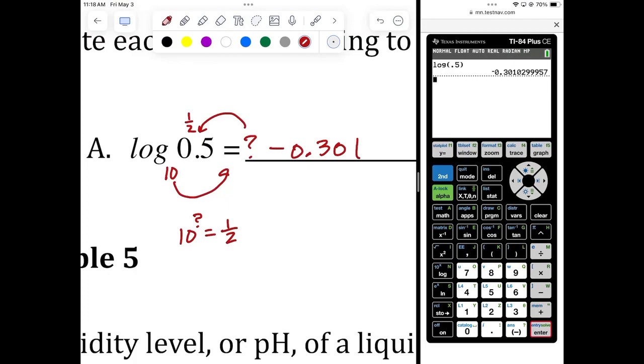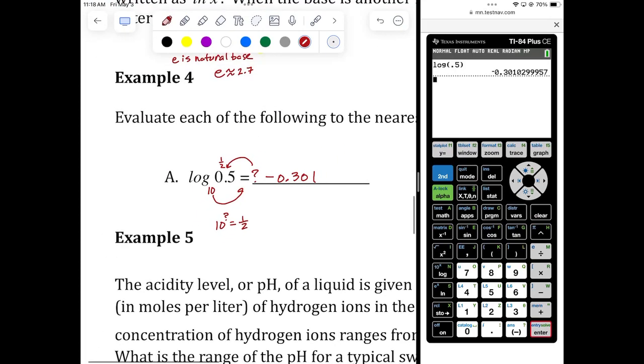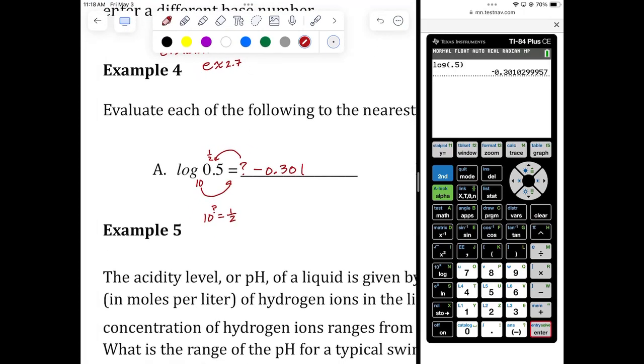We knew it was going to be negative, though, didn't we? Because 10 to the 0 was 1, and that was too big. And so we had to make it smaller, so it's a negative number. Now watch this. Let's check it out.